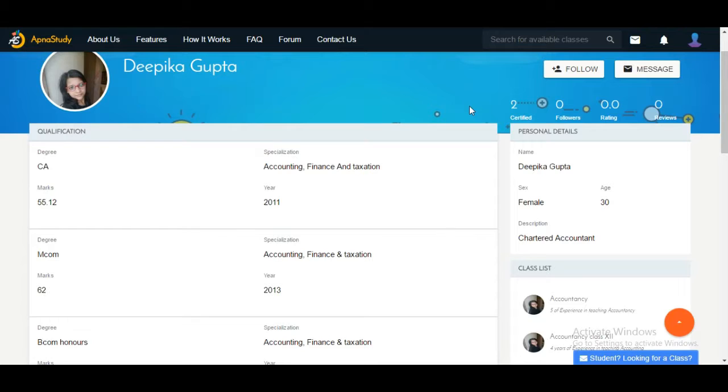So we are taking class here for accountancy. Accountancy is basically a different language where we study the financials of the business. So we can start with the introduction of the class.